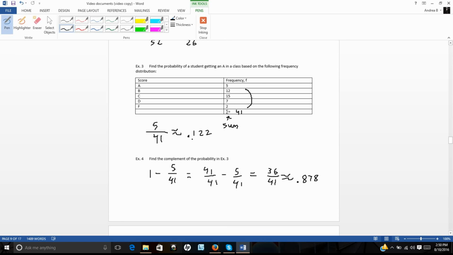That's where also, if you have this decimal 0.122 from example 3, you could also do 1 minus that 0.122 to get an approximation there as well, instead of having to work with the fractions, if you don't like working with fractions. That is another way to approach that.